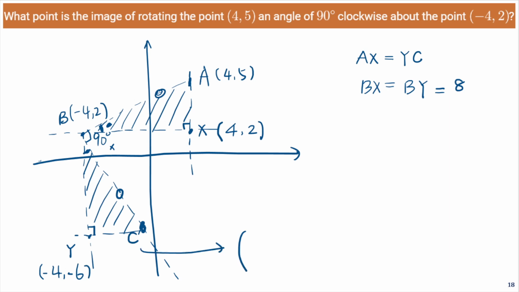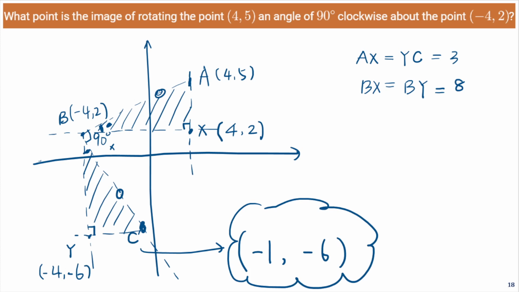And we also know that if YC equals AX, AX equals the difference between the y coordinates of A and X, which is 3. Then we know YC must equal 3. So C is to the right of Y by 3 units. So the x coordinate of C is -4 plus 3. So that gives us -1, right? The y coordinate of C equals the y coordinate of Y, so that's -6. Therefore, the desired point C is -1, -6. Did you get it?